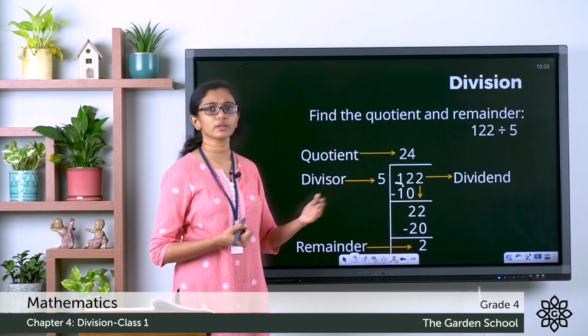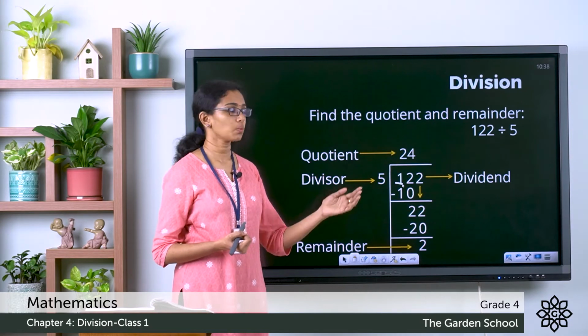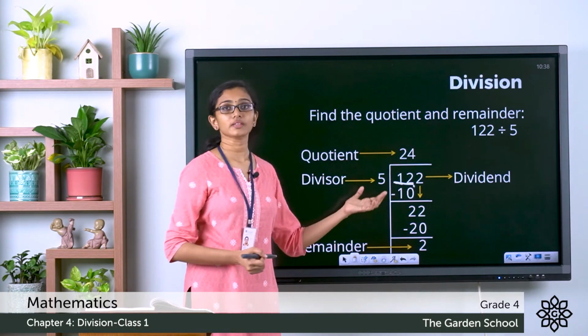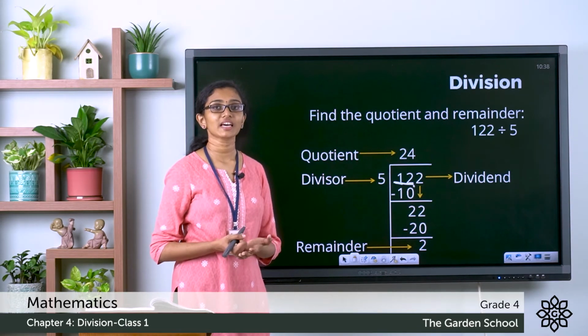How many 5s are there in 1? We cannot divide 1 by 5. So in that case, take the next digit also. So now the number is 12. How many 5s are there in 12?